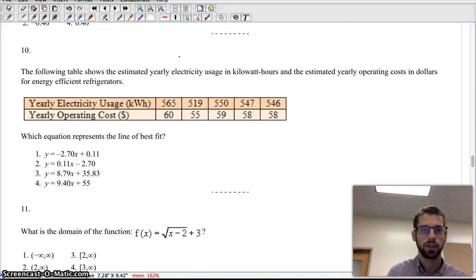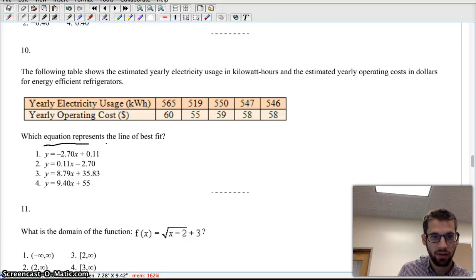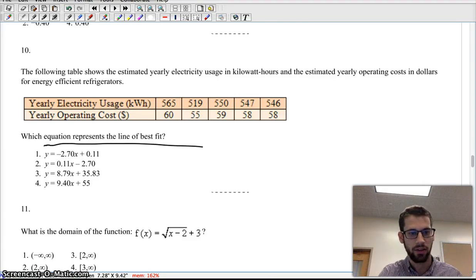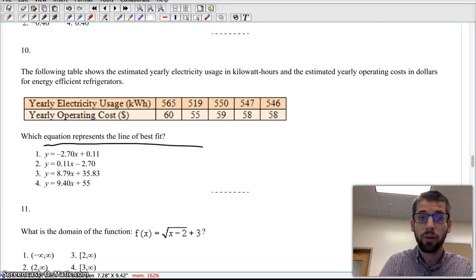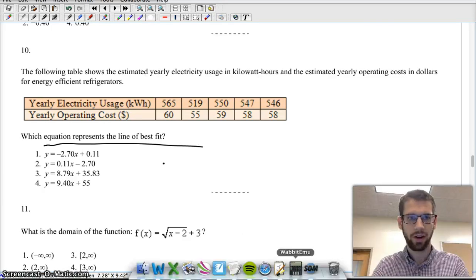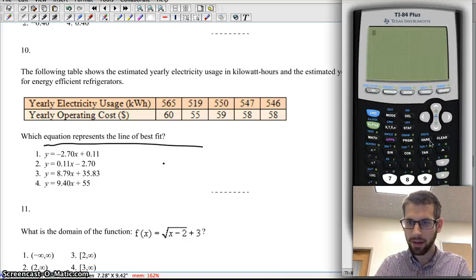Okay, number 10. The following table shows the estimated yearly electricity usage in kilowatt hours, and it's asking which equation is the line of best fit. I see these are all linear equations, so I'm going to do a linear regression. I'm going to pause the video real quick so I can enter all these into my table and not waste any of your time. Alright, so I've now entered everything into my calculator.